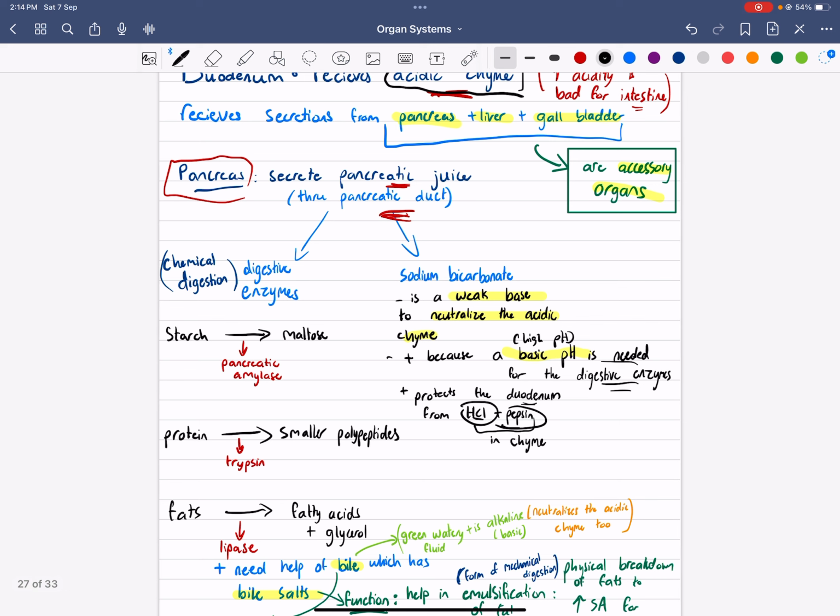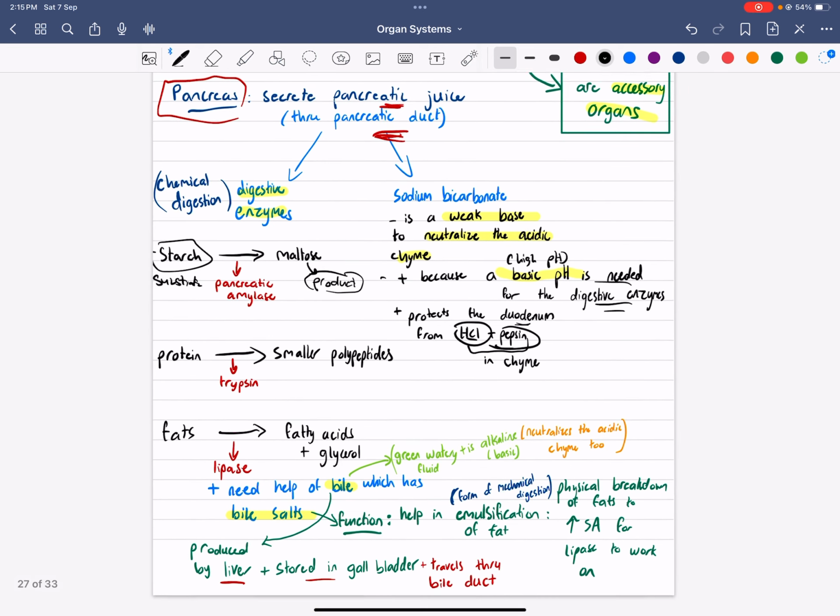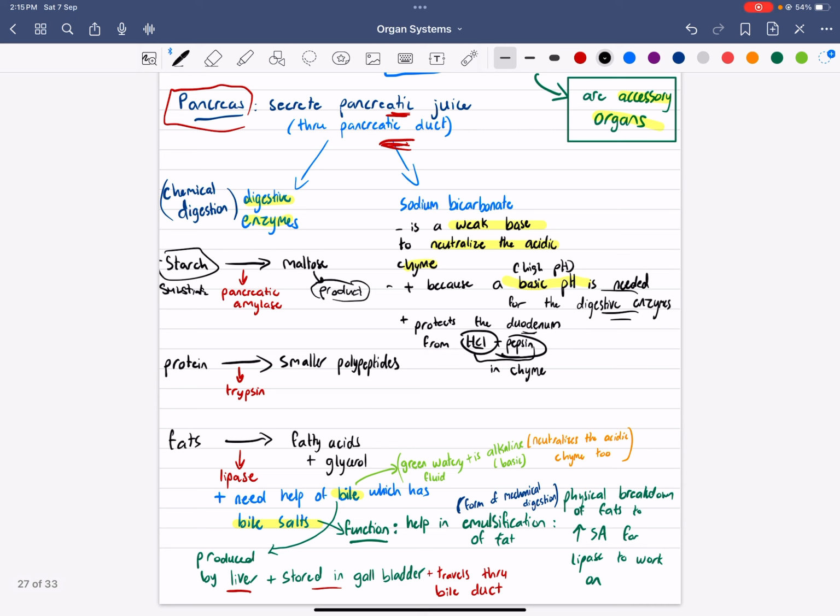Okay, perfect. Now, other than the sodium bicarbonate that the pancreas releases, it also releases digestive enzymes. Now we're going to look at the digestive enzymes, and I need you guys to memorize them like your name. Okay, those are easy grades and they're very simple. So this is our substrate, and then this is our product, and we follow the same structure down below. So if you have starch, what breaks down starch? Pancreatic amylase.